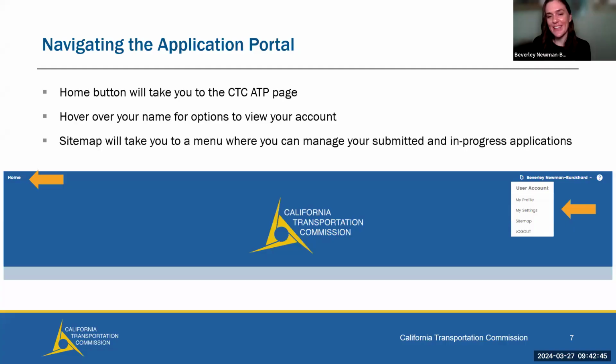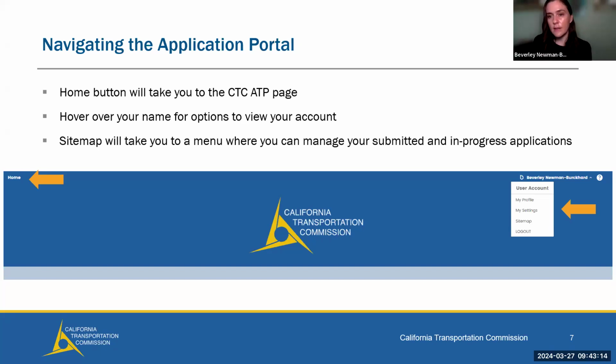So we'll talk about navigating the application portal. This is the top of the application portal. At the very top, there's a few different things. If you press the home button, it will take you to the CTC's ATP website, which will have a link back to this page in case you accidentally hit that and you're trying to figure out where you are.